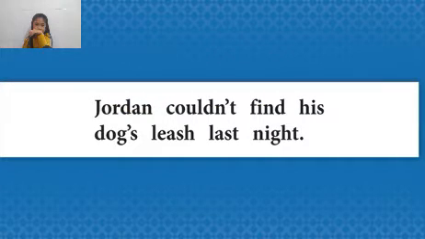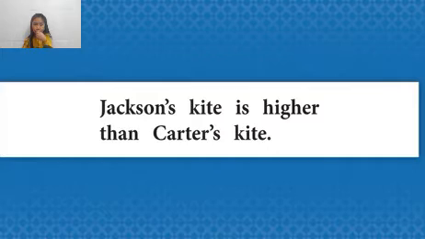Jordan couldn't find his dog's leash last night. What word is possessive, Morgan? Dog's. Good. Why did you know that word was possessive, Morgan? Because a possessive noun has apostrophe S at the end. Good. And what does that word own, Gage? Leash. Leash, right. So that's the object that he owns.